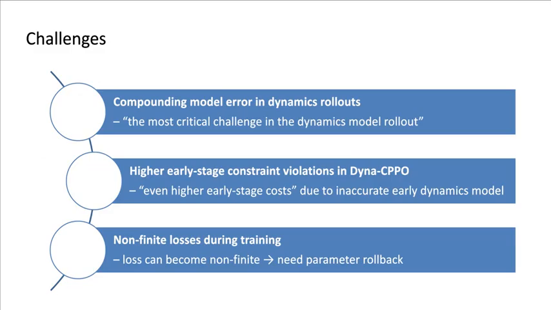On the challenge side, we highlight 3 issues. First, compounding model error in multi-step rollouts is the most critical challenge because multi-step errors can grow quickly even if one-step errors are small. Second, we sometimes get non-finite losses, so we roll back the policy parameters to avoid numerical crashes and stabilize the training. Third, Dyna CPPO has higher early-stage constraint violations, since the dynamics model is inaccurate at the beginning and causes higher early costs.